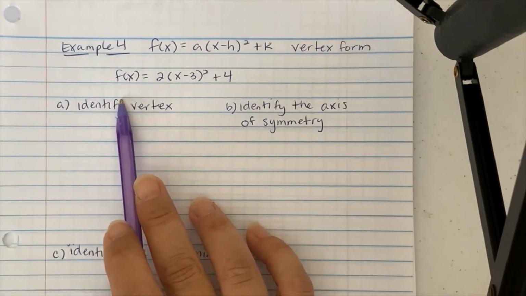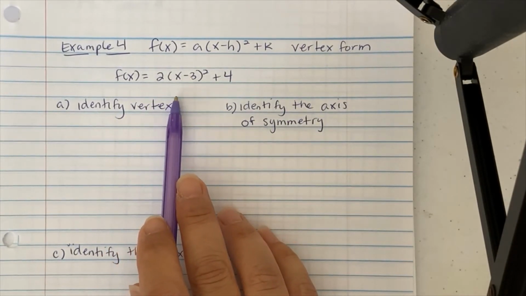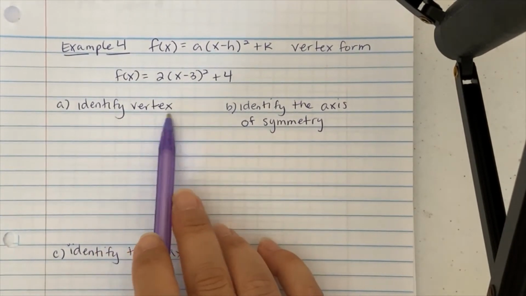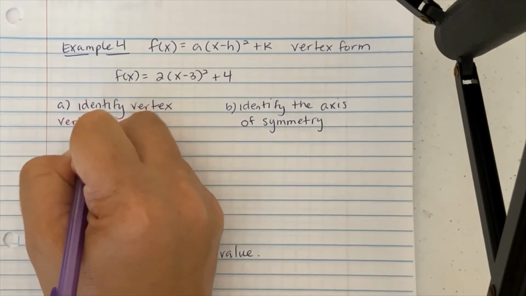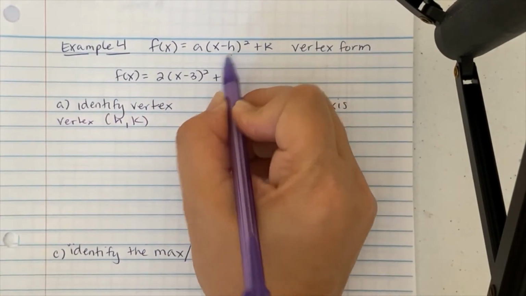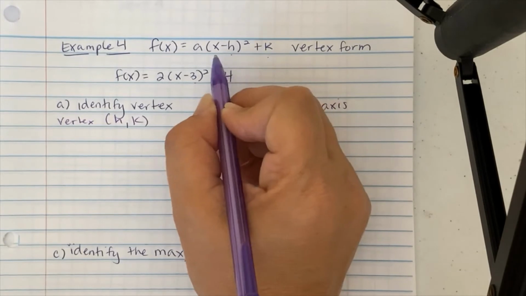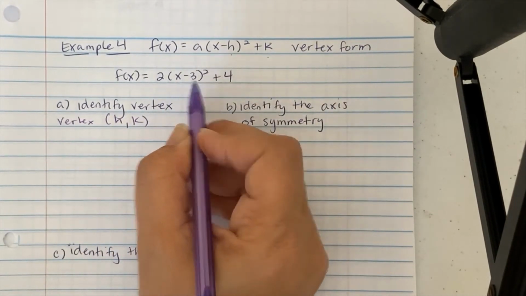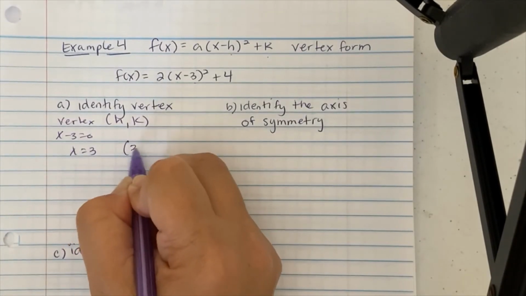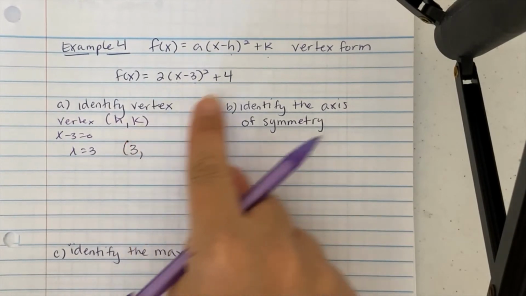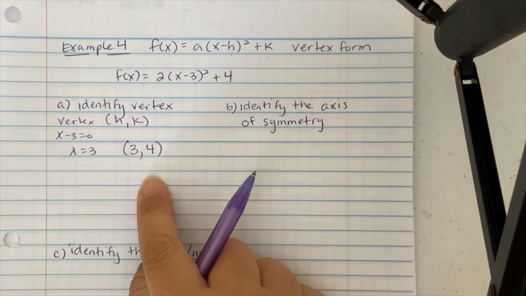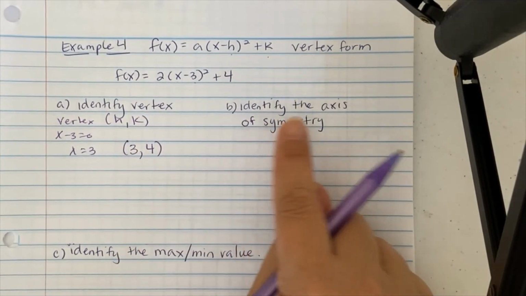So our problem says f of x equals 2(x minus 3) squared plus 4. It says identify the vertex. One thing we need to remember for the vertex is that it is (h, k). If we look at our equation, h is the value inside, k is the value on the outside. But we know that when we see x minus 3 and set it equal to 0, x is equal to a positive 3. So we know the x coordinate is 3. The k value stays as is, positive 4. So there's our vertex.